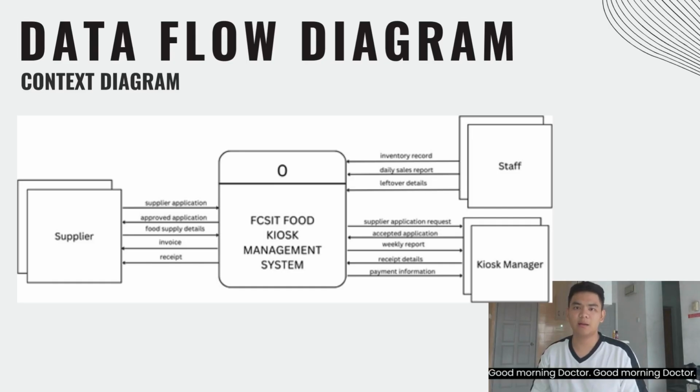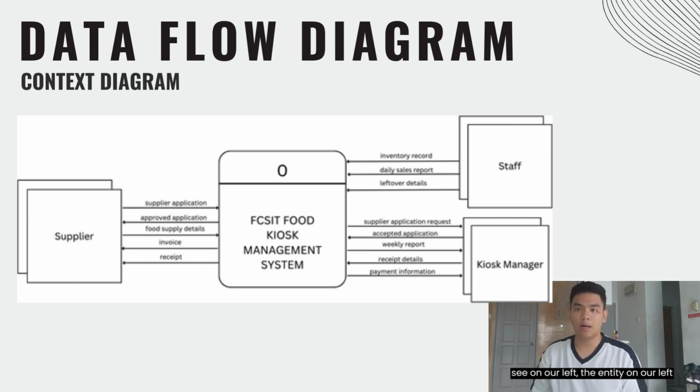Good morning, Doctor. I am Samuel, and I will be presenting the context level diagram and level 1 later on. As you can see in the center of the diagram, we have an entity labeled 0 under the name of FCSIT Food Kiosk Management System. This is the core entity that processes all instructions between the users while maintaining data exchange and data storage.